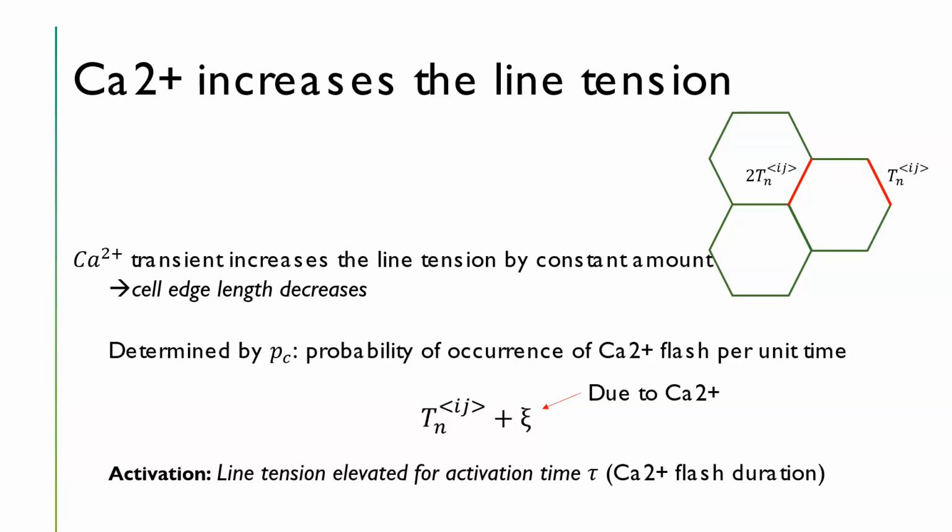We determine this quite randomly. There's a probability of occurrence of a calcium flash. So at every time step in the simulation, there's a probability that a calcium flash would occur, and the line tension would be elevated. And it's held elevated for as long as we think the calcium flash is lasting. So the line tension is held elevated for the calcium's activation time.